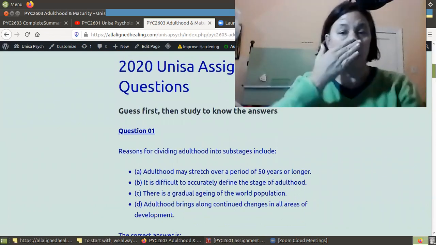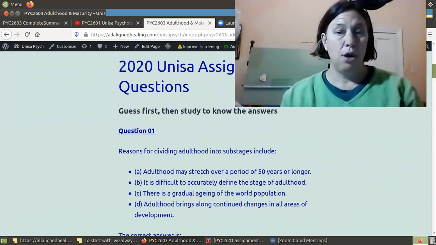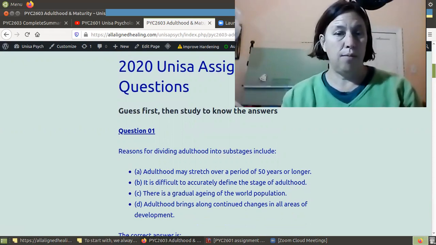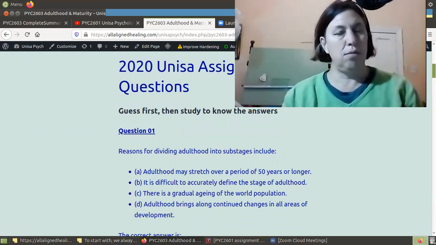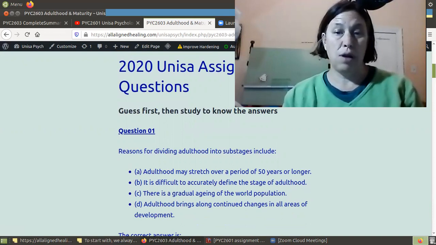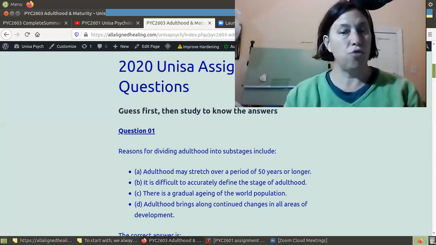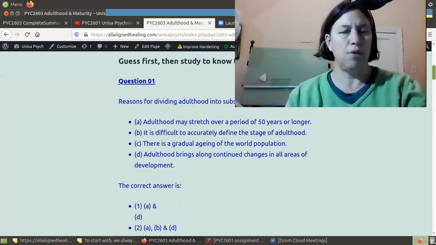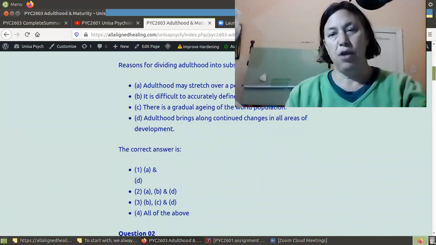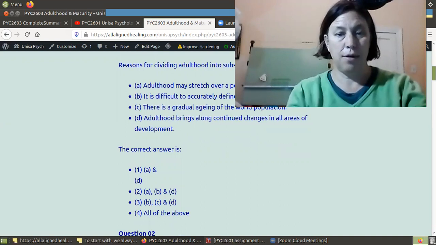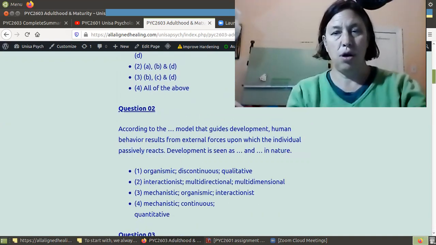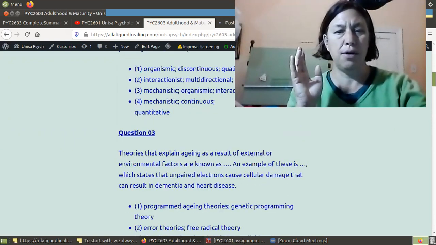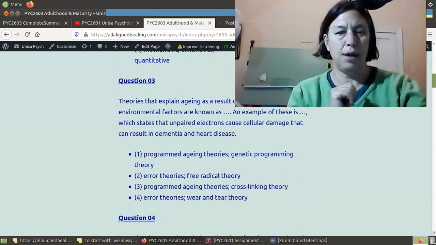Let's look at the first question. Here we see the question is about why do we divide adulthood into sub-stages? Okay, we know that the answer is definitely A, because it's right there in the textbook. B, possibly true, but not relevant. C, true, but not relevant. D, true, possibly relevant. Okay, so from that, you can work out the correct answer. Then there are some more questions, some of which are relevant to this and some of which aren't. Never mind, read them, see if you can guess the answer. Look out for the answers while you're studying.